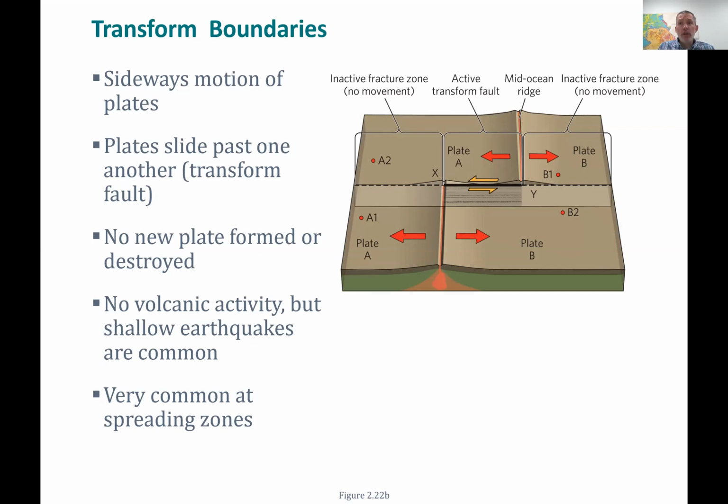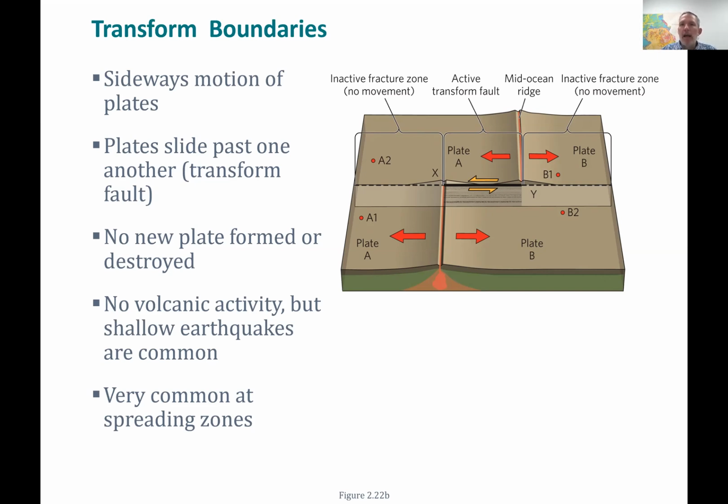Now, the third type of plate boundary is called a transform plate boundary. A transform plate boundary is where these plates are sliding past one another. Now, these are usually associated with the mid-ocean ridge as well.